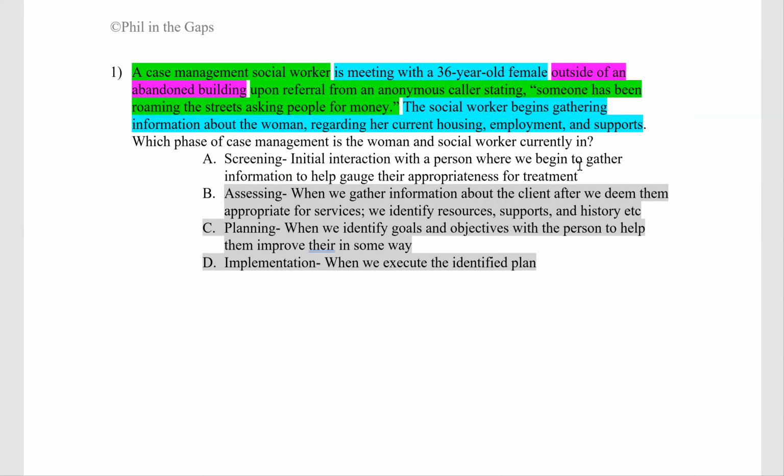We'd have to do that initial screening, open that screen door, allow for them to become a client within our situation. So the correct answer here is going to be A, screening, because we have to do that initial screen to allow for them to enter services and we deem them appropriate for services in some way, shape, or form. So the correct answer here is A. So that's how we look at that question in particular.